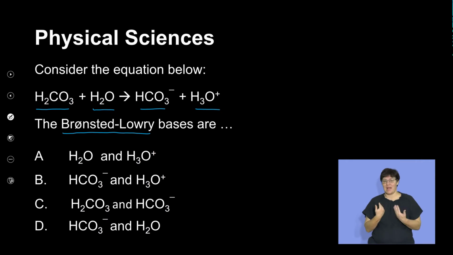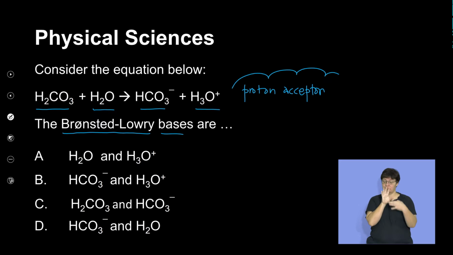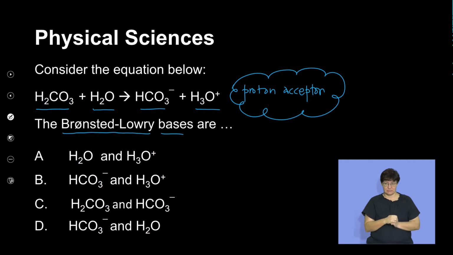Now, we are saying bases are proton acceptors, right? So if a base is a proton acceptor, let's consider this reaction. Let's identify the bases with respect to this description in terms of the Bronsted-Lowry theory. So if you look at carbonic acid, it acts as an acid because it donates one of its hydrogen atoms to give us that. So this is an acid, right? Meaning that, because this is an acid-base reaction, water acts as a base. Why? Because it accepts a proton. So water acts as a base.